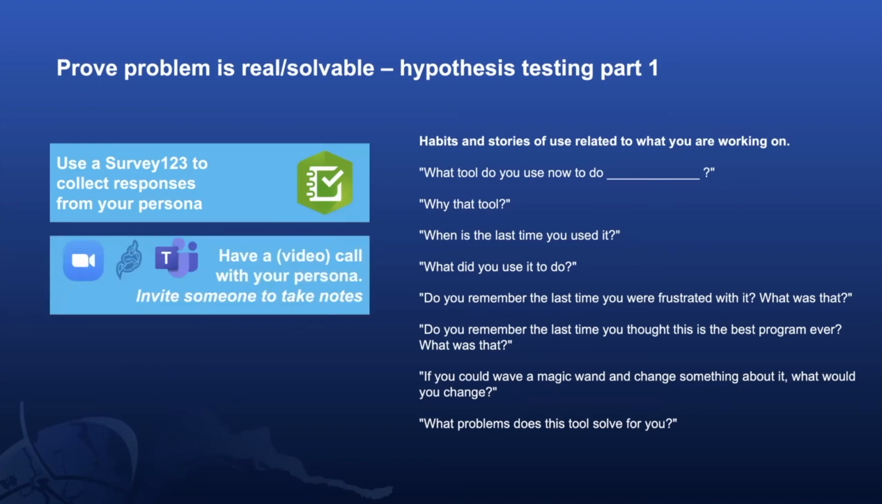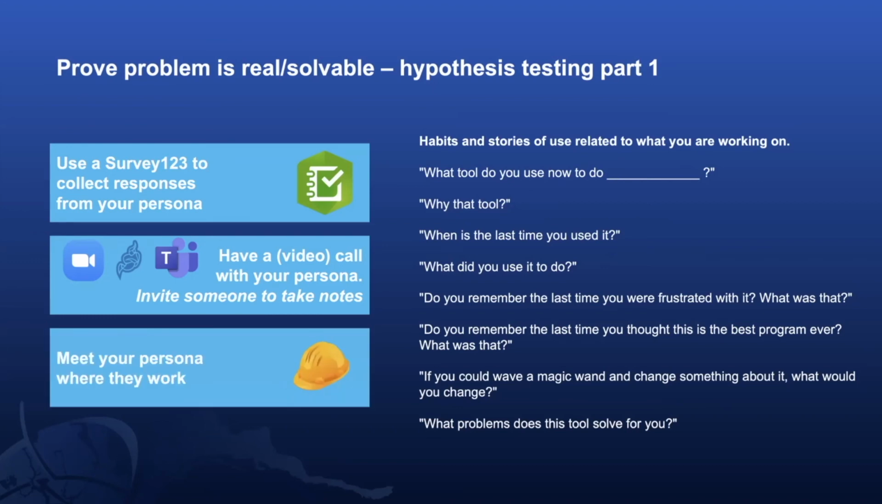Another digital way to do it is having a video call. The video part being important because you can see when you ask questions if they scrunch their face and if they feel overall unhappy or happy. Body language sometimes tells us stuff that words do not. And finally, if you can meet them where they work, that's the best way because you can observe them in their natural habitat.